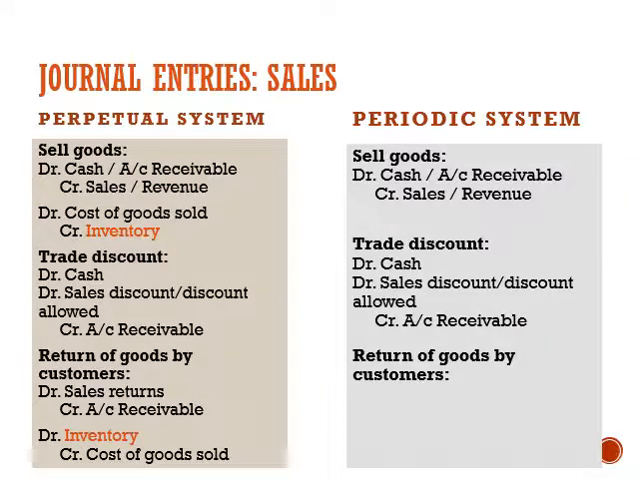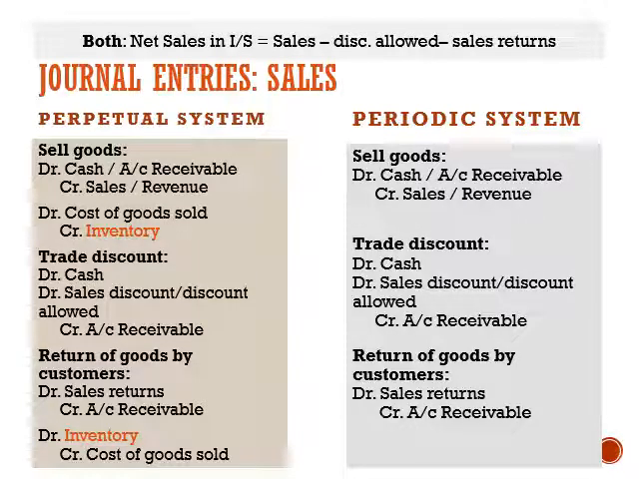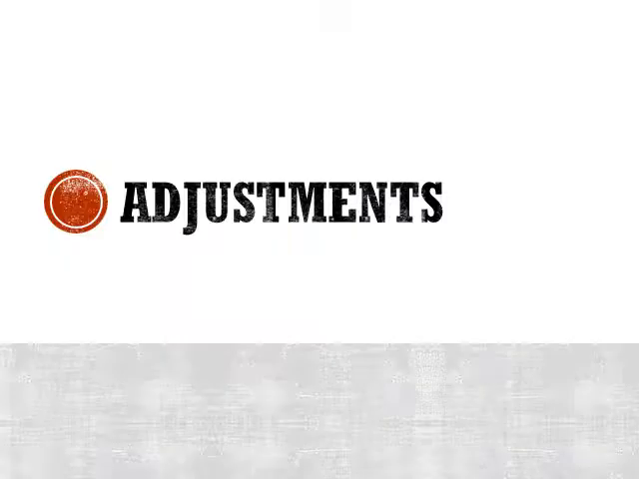And when there is a return of goods by customer, again, it will be the same as perpetual system, at least for the first part, without the need to do the changes to inventory account. And finally, under both systems, we need to deduct discount allowed or sales discount and sales return from sales or revenue account to get to the net sales. And then we have the year-end adjustments for inventories.